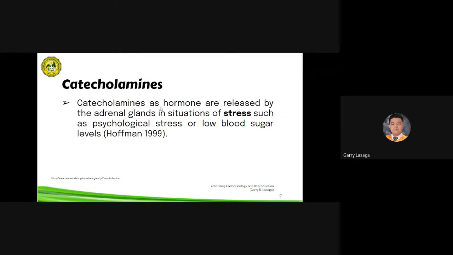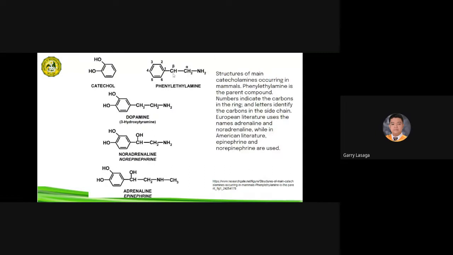Catecholamines as hormones are released by the adrenal gland in situations of stress, such as psychological stress and hypoglycemia. This is the structure of our catecholamines. Basically, they are termed catecholamines because they are composed of a catechol group.